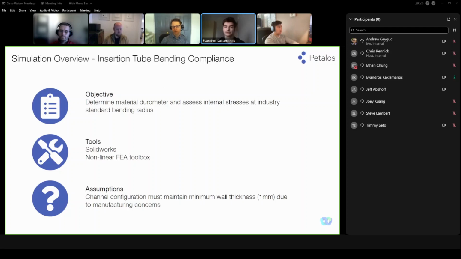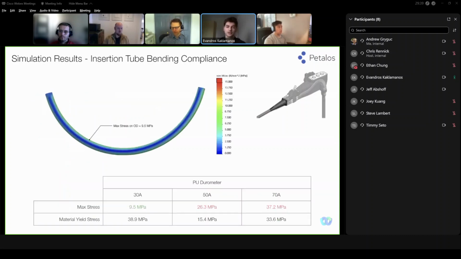When performing these simulations, we also set up assumptions and key requirements. Notably, our channel configuration needed to maintain a minimum wall thickness of 1 millimeter between each channel. After simulating with 30 APU, 50 APU, and 70 APU, we found only the 38 polyurethane remained below permissible internal stresses of 9.5 megapascals. This ensures the material retains its elastic properties when in use.